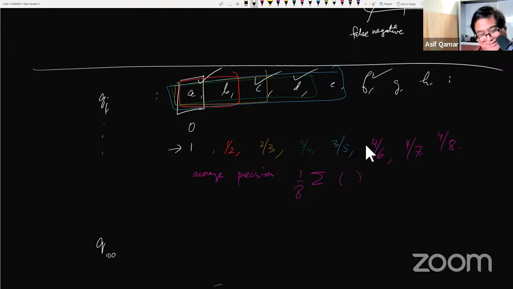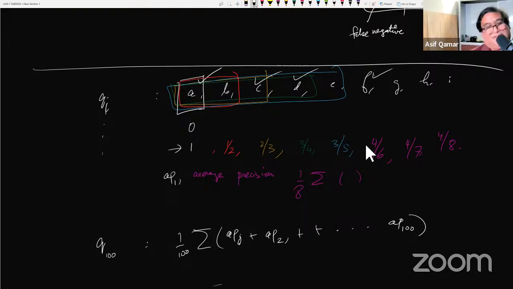Go and repeat it for your 100 or so queries, right? And keep computing the average precision. So then average the average precisions, right? It's called mean average precision. Right. So let me just call it AP1. So what you do is 1/100 of AP1 plus AP2 plus ... average precision of the 100th query. You got it, right? So that is why it's called mean average precision.